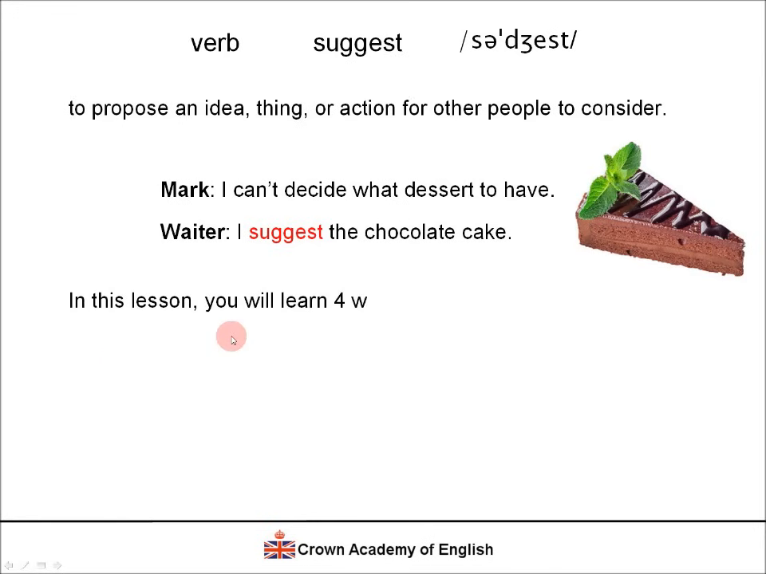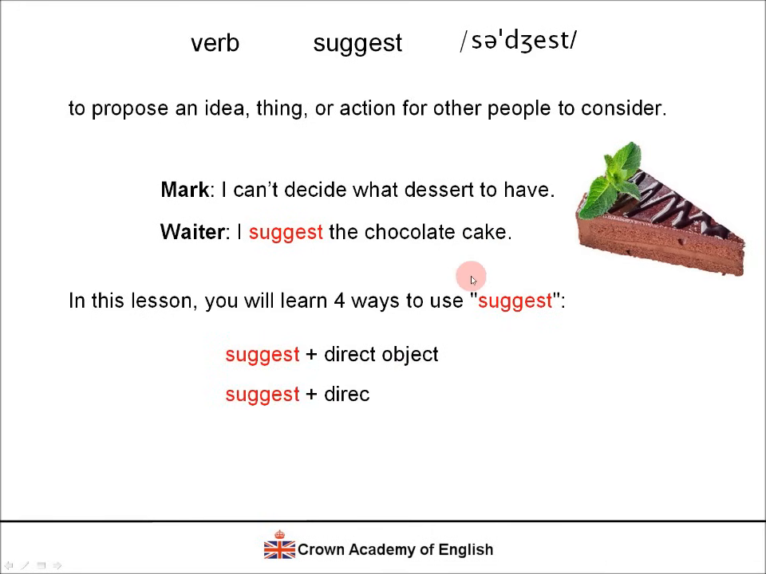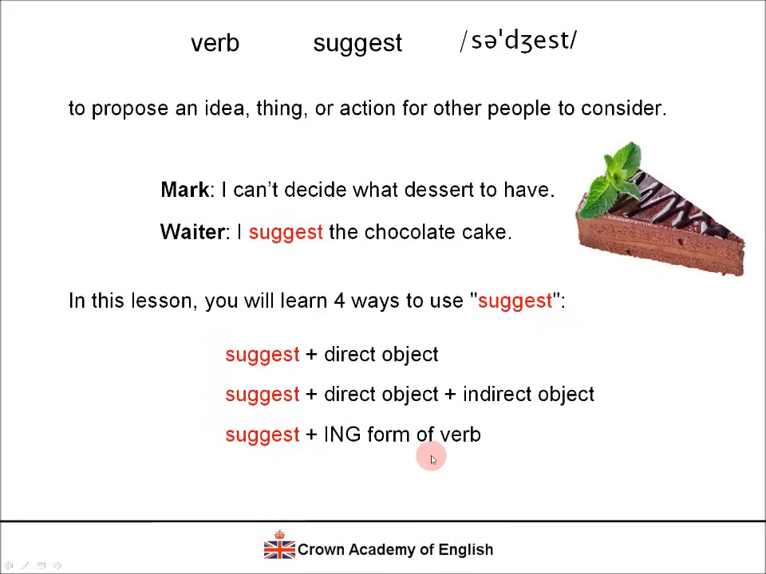And in this lesson, you will learn 4 ways to use the verb suggest. So this is one way. In fact, this is the first way, suggest plus a direct object. And you will also learn suggest plus direct object and an indirect object. Suggest plus the ing form of a verb. And finally, suggest plus a that clause. So let's start.